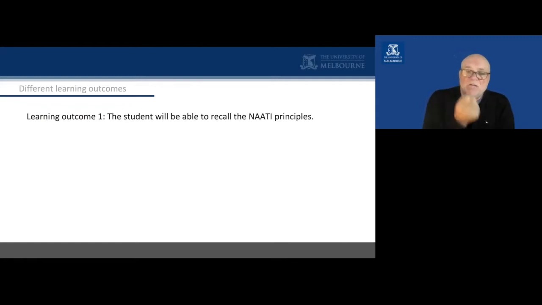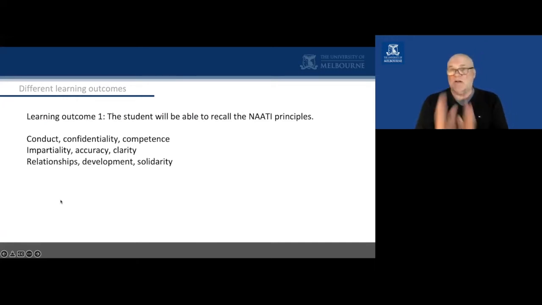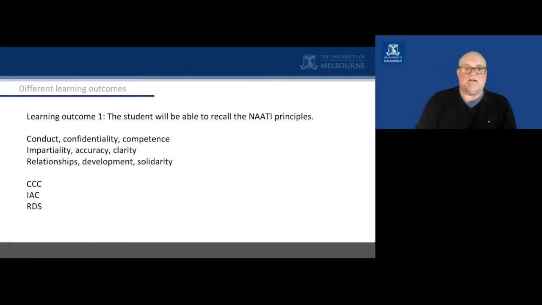Now, how you teach it depends on the learning outcome, and you've got to figure out what that learning outcome is. So learning outcome 1 could be that we're going to get people to memorize all those principles, all right? Like you do in primary school. There's only 9 of them, so we can write 9 words. CCC, that's really good. IAC, that's good. RDS. And I can put that like this, and I can say memorize CCC, IAC, RDS. Woof.